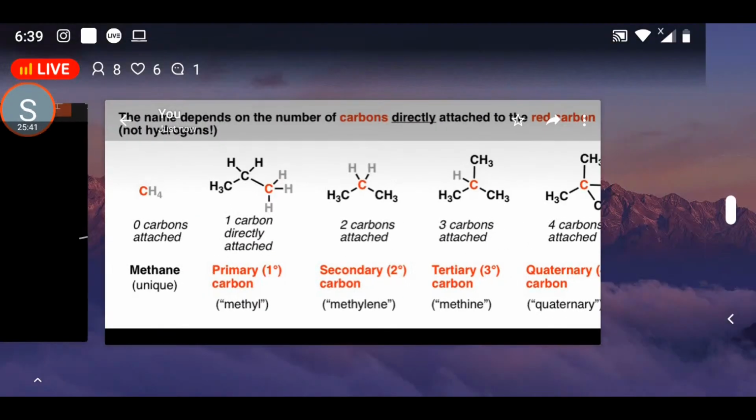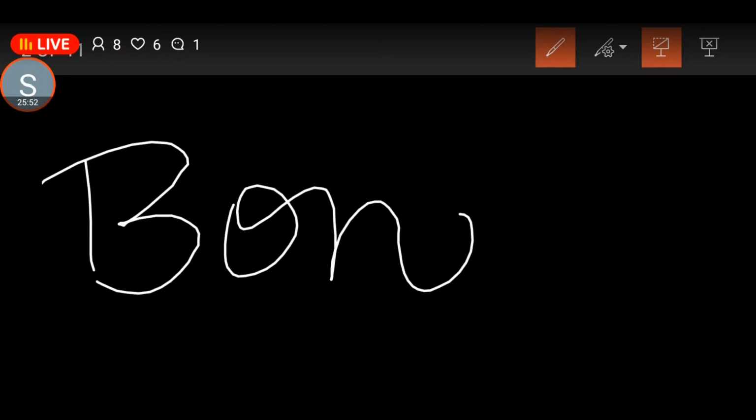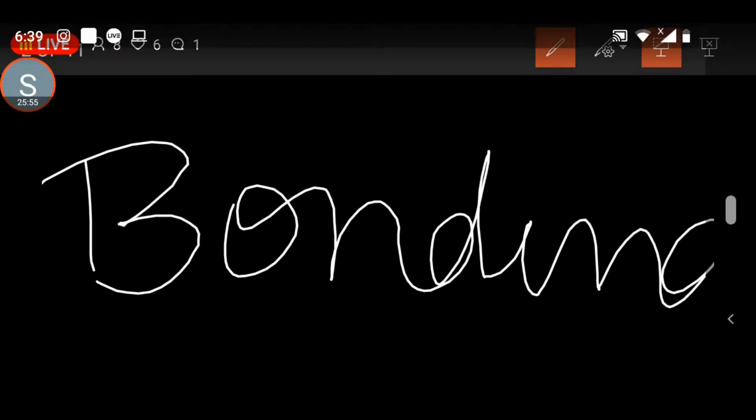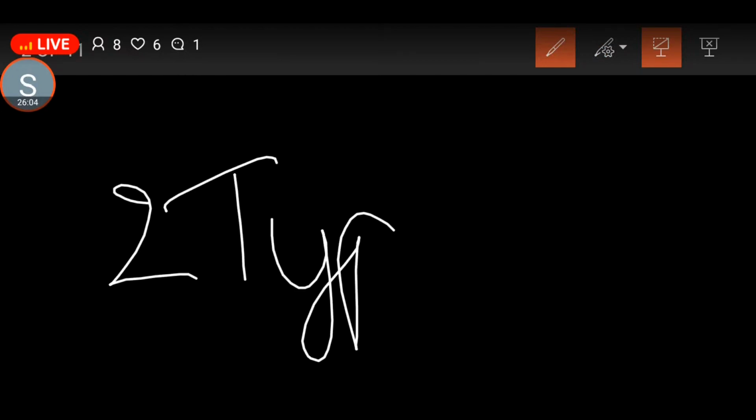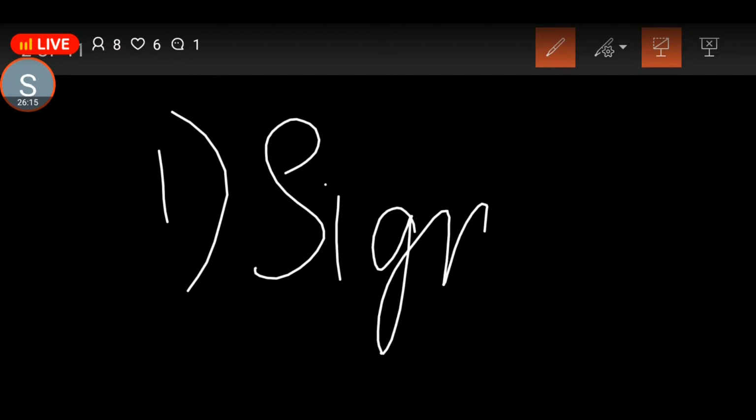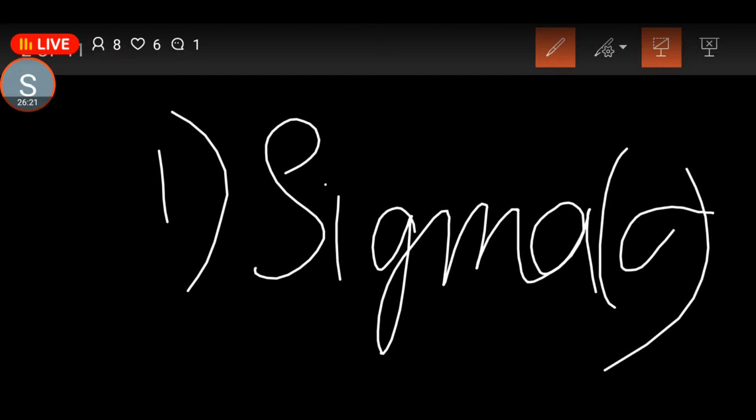And now we'll come back to our board. And now we will learn bonding in organic chemistry. Two types of covalent bonds are there in organic chemistry. How many types? Two types are present in organic chemistry. Those two types of covalent bonds are: first, sigma bond. What is this sigma bond? You will be taught in chemical bonding. Wait 1 second, I'll write clearly.